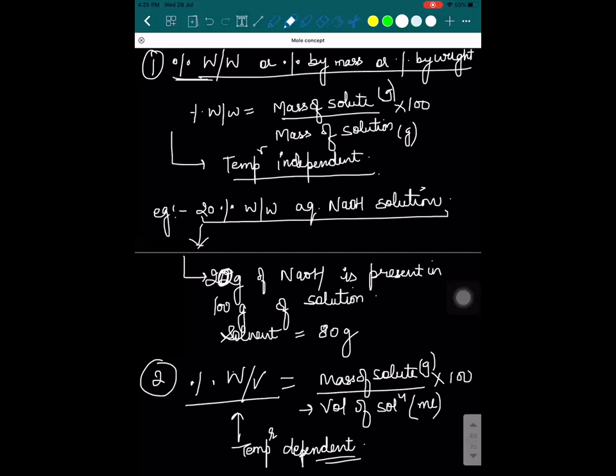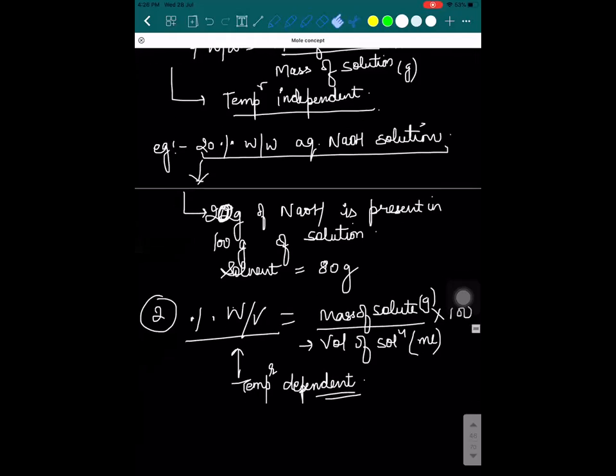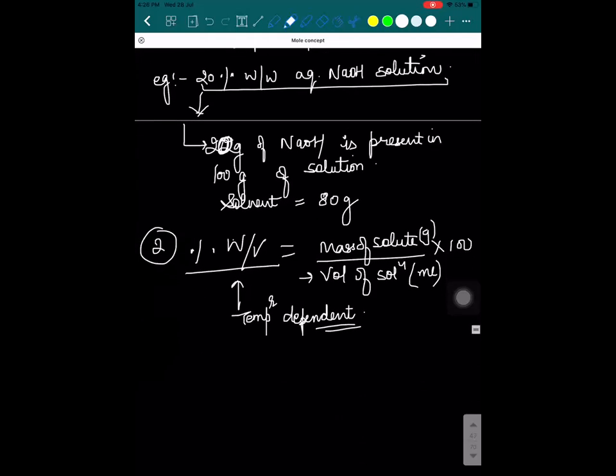Done or still writing? Done everybody, shall I proceed further? Percentage weight by weight you have written now. One first term you have written.